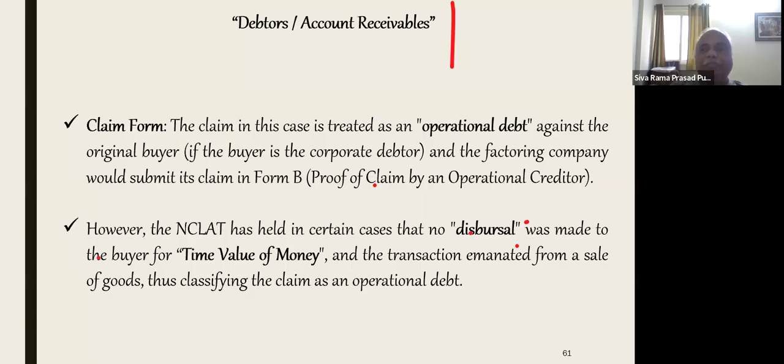The claim form. The claim in this case is treated as an operational debt against the original buyer. If the buyer is a corporate debtor, the factoring company would submit the claim form, proof of the claim, as an operational creditor. However, NCLT has held in certain cases that no disbursal was made to the buyer for the time value of money.